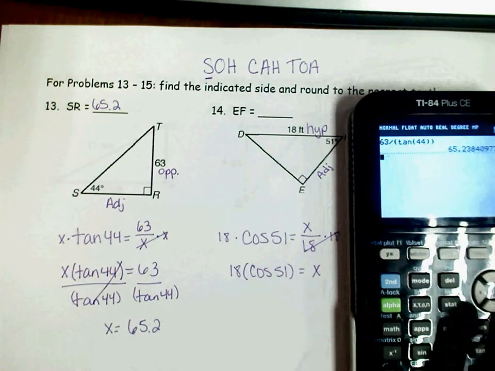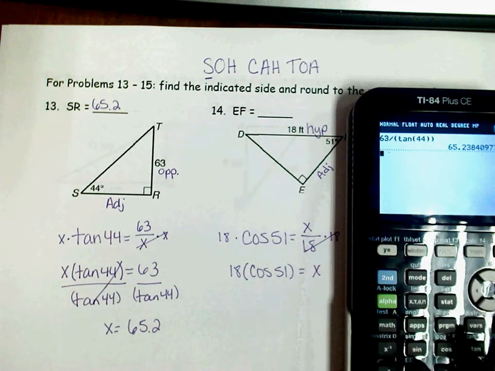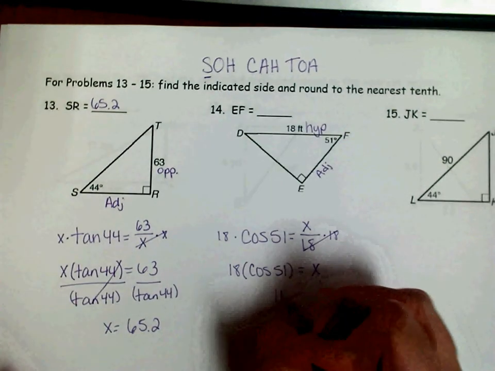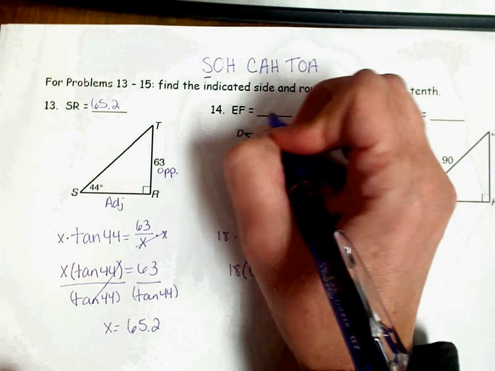As long as you haven't changed your calculator settings or reset anything, you should be good. 18 times the cosine of 51 is 11.3. So 11.3 is x. So EF is 11.3.